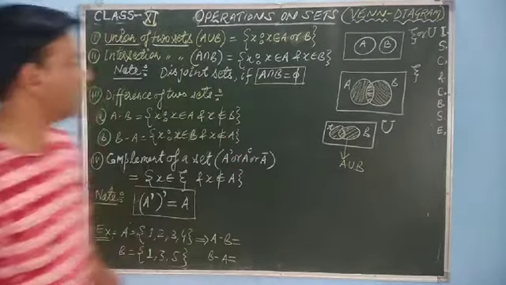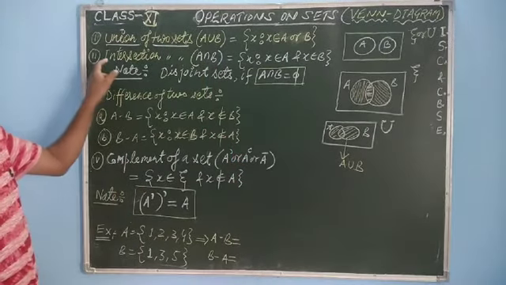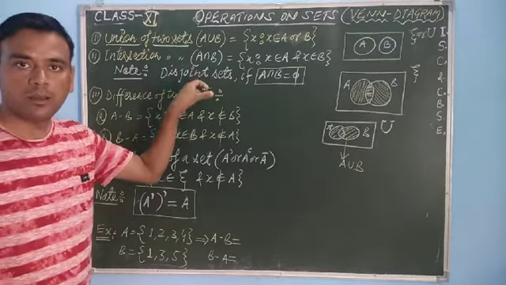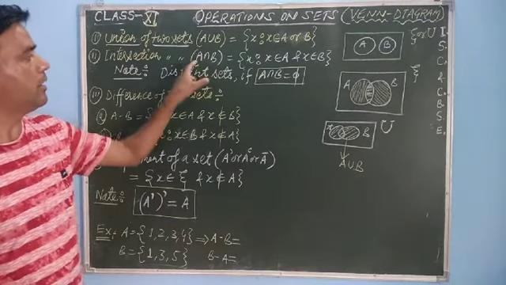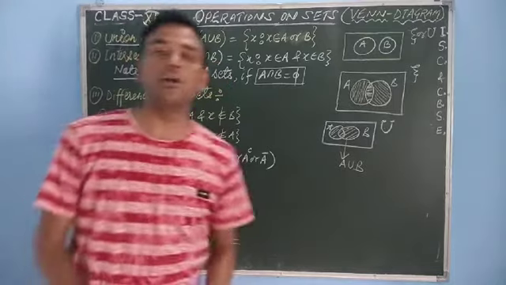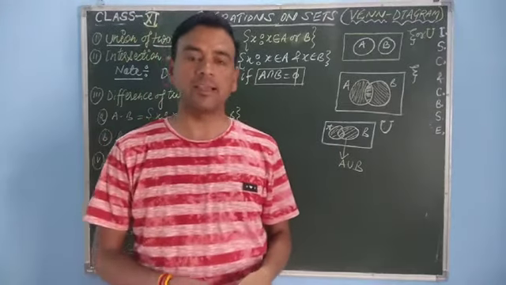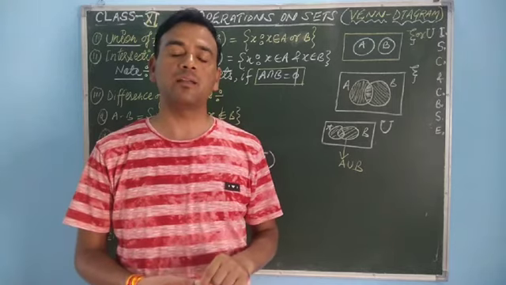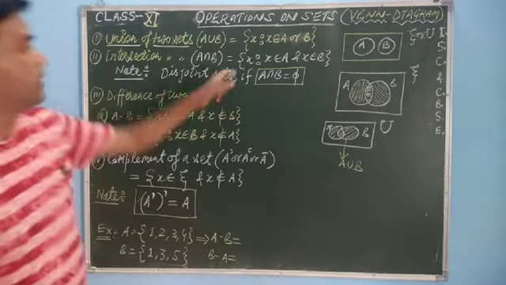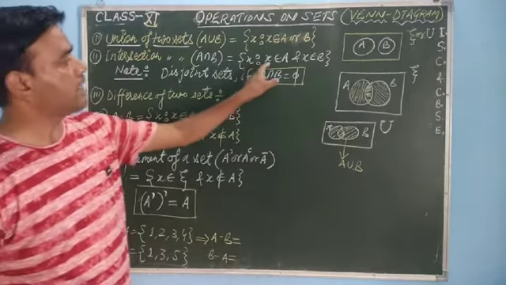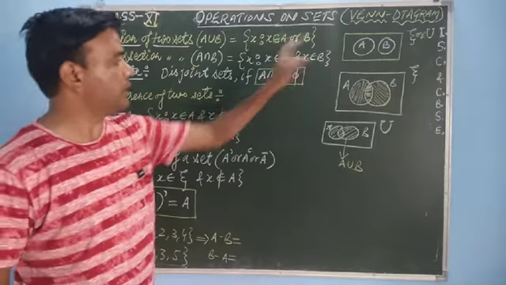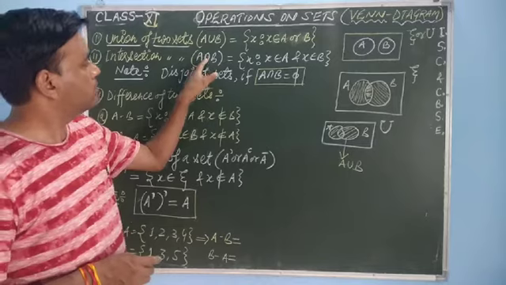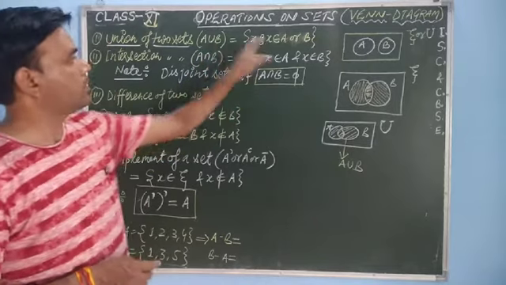So this whole shaded portion represents A union B. Okay students, now come to the second operation, which is called the intersection of two sets, represented by A, okay, reverse U, B. A intersection B means all the elements which are common to sets A and B. It means common elements to sets A and B are represented by A intersection B. In set builder form it is written as X such that X belongs to A and X belongs to B. So just remember in your mind that intersection is represented by AND and union is represented by OR.